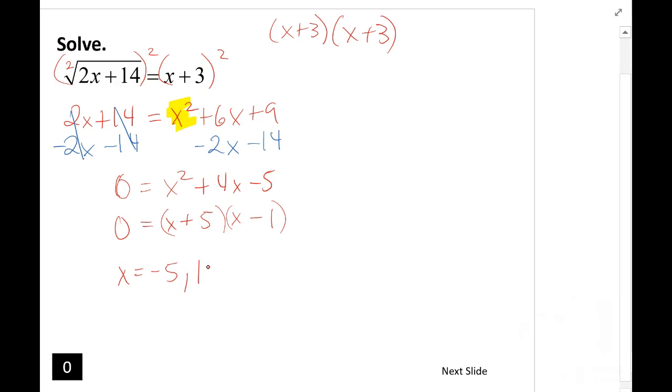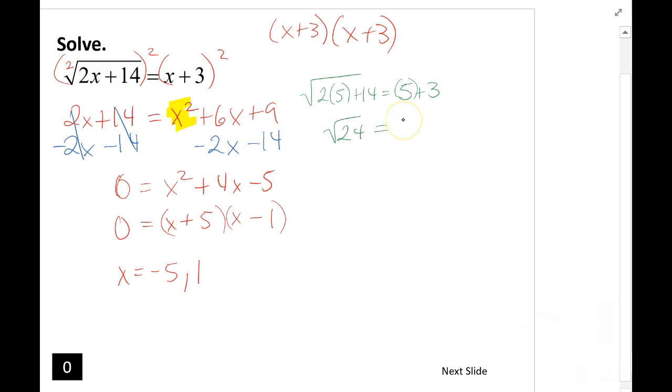Now again, this is where it becomes really important to check your answer at the end, because if you don't, you're going to get this problem wrong, because it's most likely one of the solutions doesn't work. So I'm going to go ahead and plug in the negative 5. So now 2 times negative 5 plus 14, and then equals negative 5 plus 3. Okay, so this is 2 times negative 5, which is negative 10, plus 14 is 4.